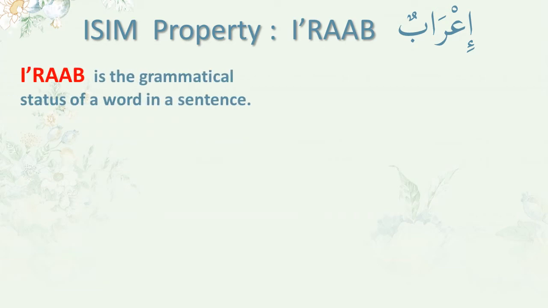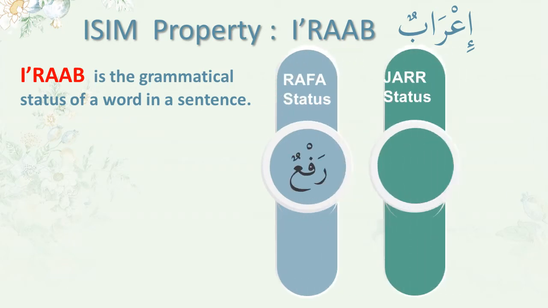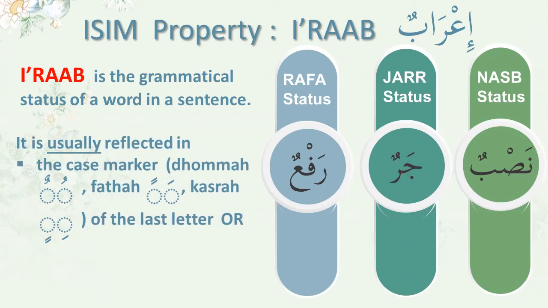So, what exactly is Iqrab? Iqrab is the grammatical status of an Isim. Every Isim can be one of 3 Iqrab status: Rafa, Jar, or Nasab. In most cases, we can tell the Iqrab status of an Isim by simply looking at the case marker at the end of the word, whether it ends with Fathah, Kasrah, or Dhamma, or by studying how it ends, specifically the last 1 or 2 syllables. We'll look at some examples.